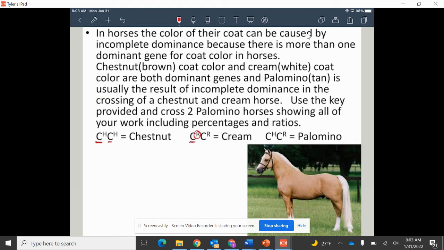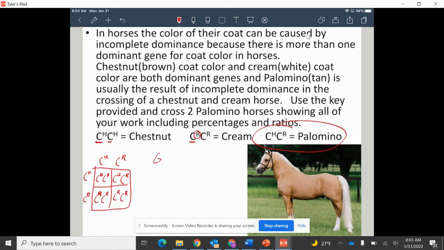But what if you get a chestnut allele and a cream allele? What do you get? Well, you get this new thing. You're not brown, you're not white, you're sort of in between this tan coloring. Okay, and so we're going to cross 2 of these guys, 2 Palomino horses. CH, CR, CH, CR, we get CH, CH in the first, CH, CR in the second, CH, CR in the third, and CR, CR in the fourth.